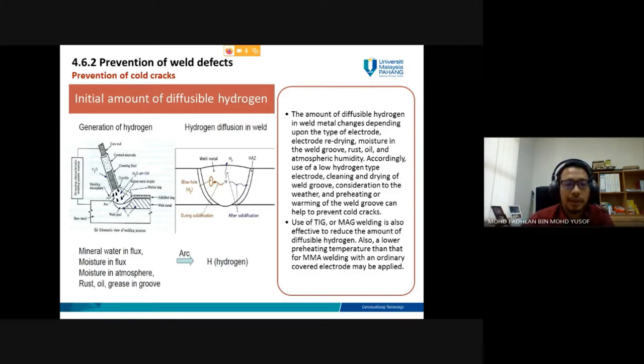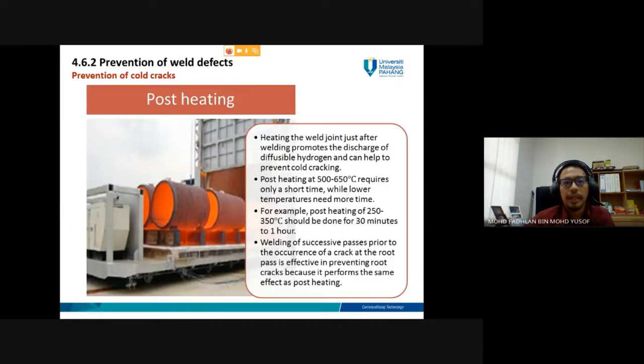Okay, so kita boleh tengoklah di sini macam mana hydrogen tu terhasil ketika proses. Okay, so macam mana kita nak elakkan ianya daripada berlaku. Okay. And then another way that we could take in order to prevent the cold crack is post-heating. Okay. So maksudnya post-heating ni kita lakukan selepas welding tu lah. Selepas welding kita lakukan post-heating in order to discharge the diffusible hydrogen and can help to prevent cold cracking lah dalam kes ni.